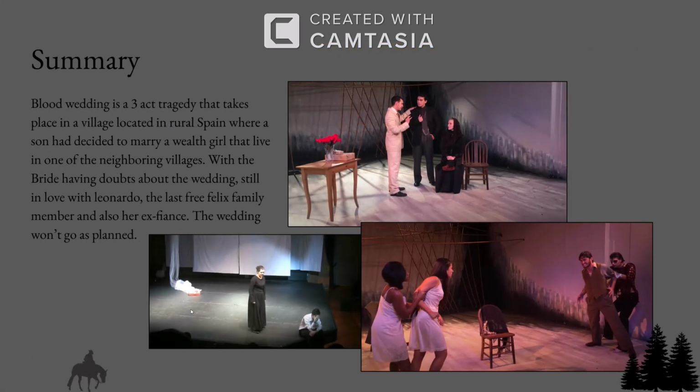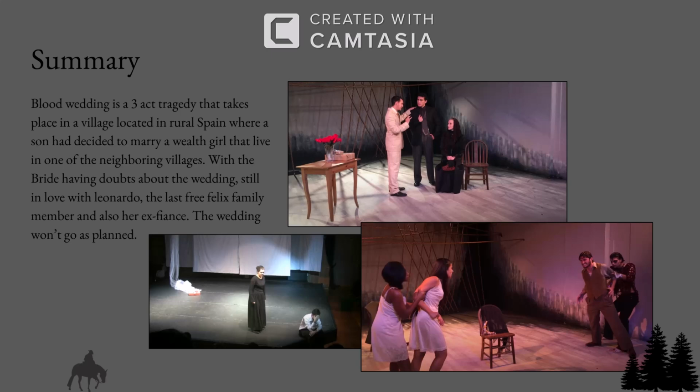The summary. Blood Wedding is a three-act tragedy that takes place in a rural area of Spain, where a bridegroom is planning to marry a bride, and the bride has doubts about the wedding because she is still in love with Leonardo, her old ex-fiance.